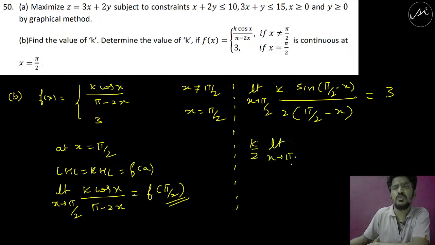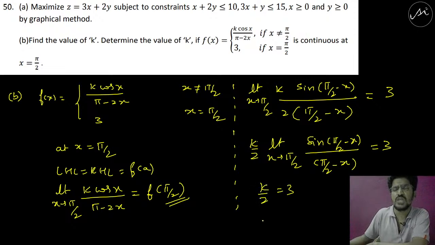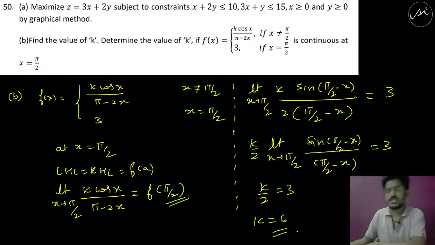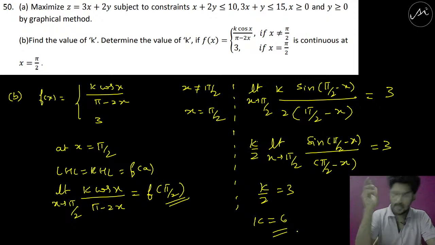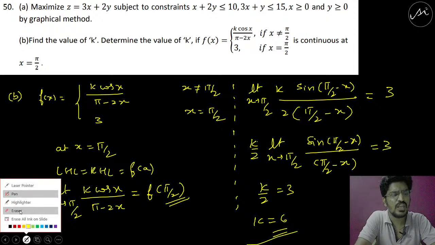K by 2 is constant. Limit x tending to pi by 2, sine of pi by 2 minus x divided by pi by 2 minus x equal to 3. So this term becomes 1. Sin theta by theta becomes 1. So K by 2 equal to 3. Therefore K will be equal to 6. Okay. So successfully we have completed all the questions of model paper 3.